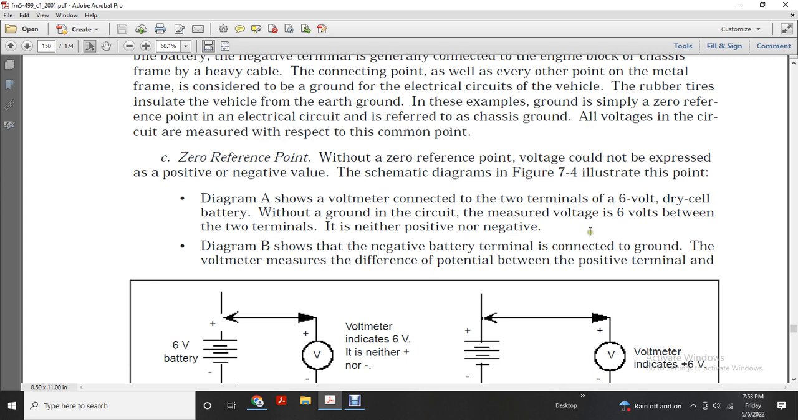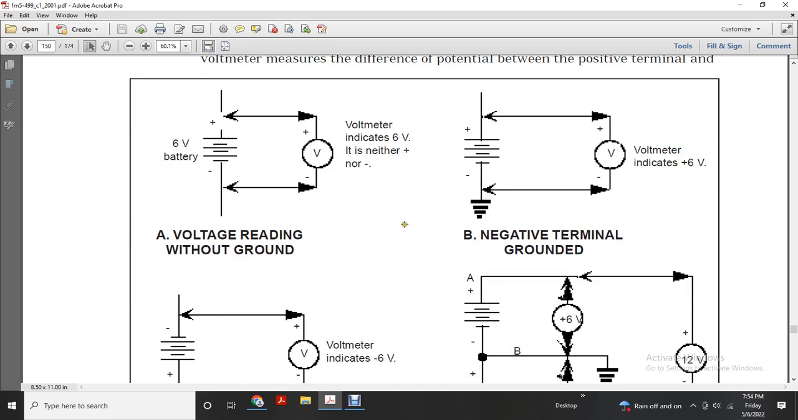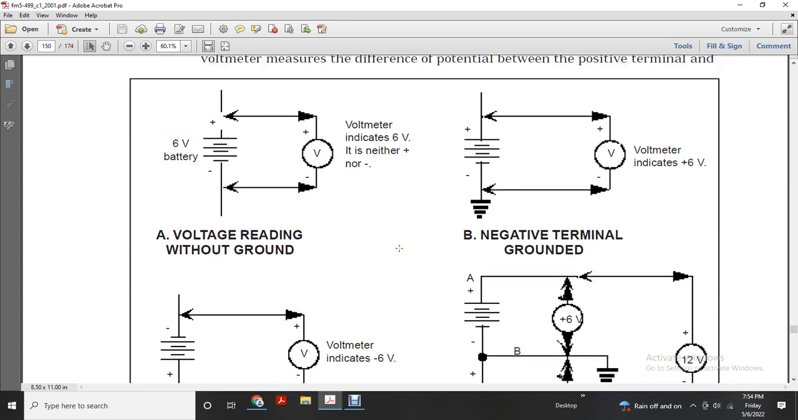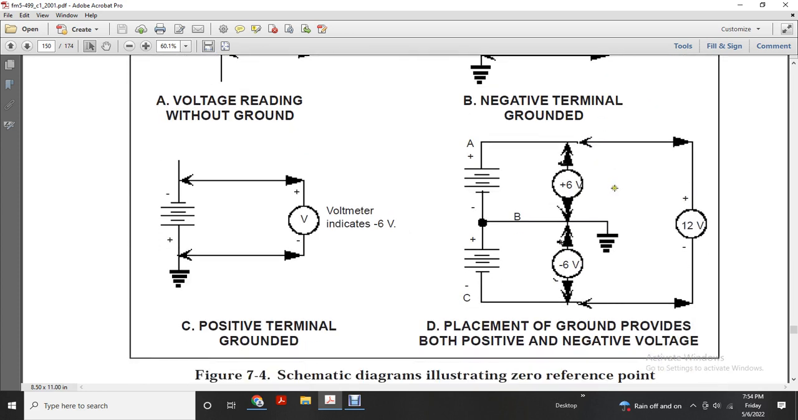Diagram B shows the negative battery terminal connected to ground, with the voltmeter measuring the difference in potential between the positive terminal and ground. Voltage reading without ground: 6 volts. Positive terminal grounded: negative 6 volts. Negative terminal grounded: positive 6 volts. Placement of the ground provides both positive and negative voltage.